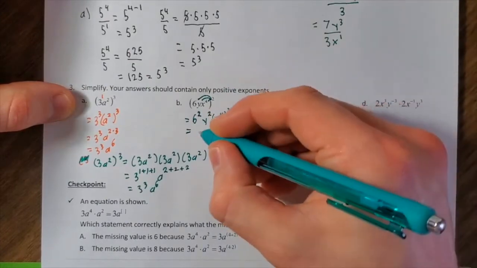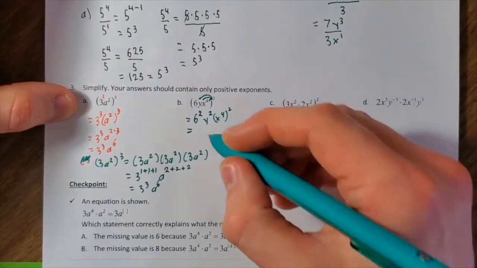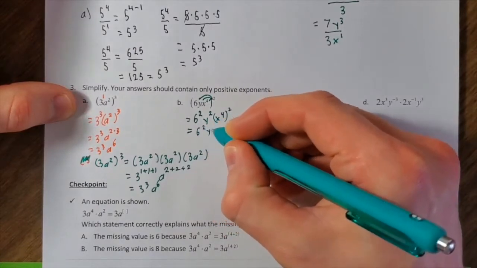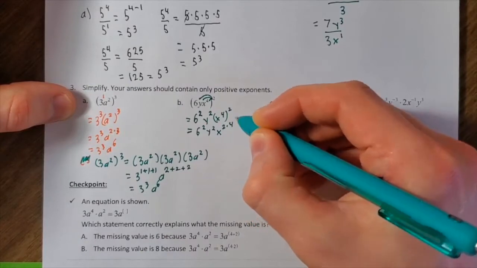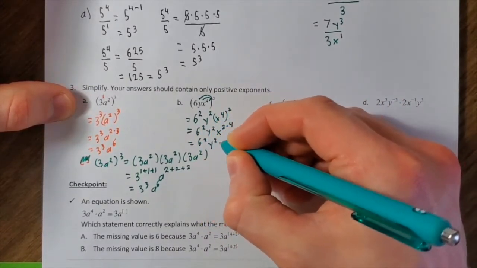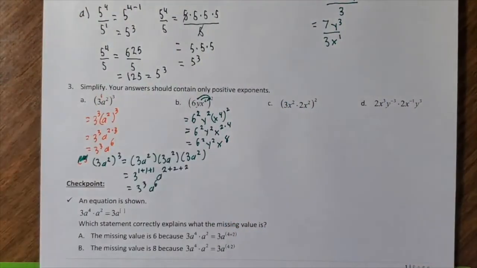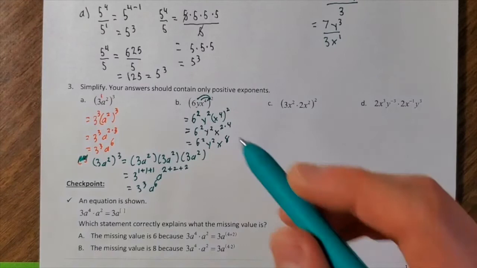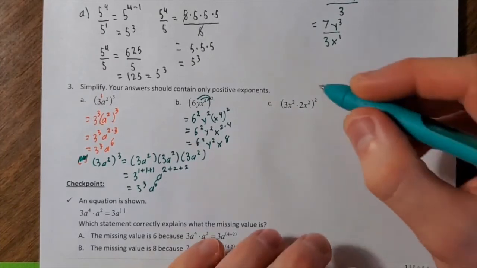And this is going to result in using our power rule again on that last term. So we have 6 squared y squared x to the 2 times 4th power, which will become x to the 8th power. So that's not so bad so far. We're just distributing in that exponent to each of our terms individually. Let's try out letter C together.